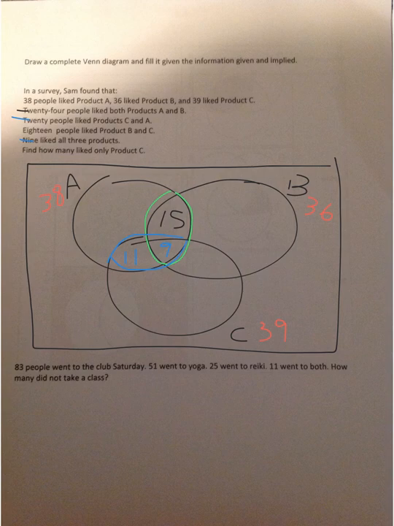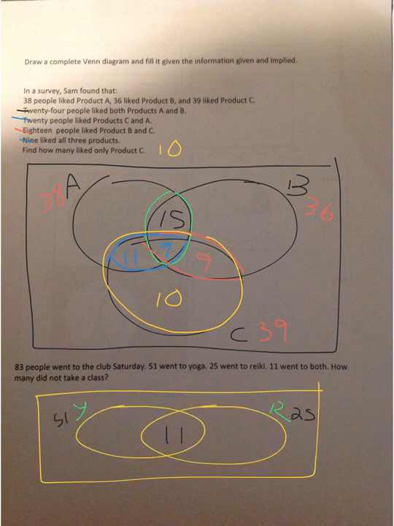18 people liked products B and C, which means if 9 are in the center, then we have 9 right there. Find out how many liked only product C. So we're looking at product C right here, and if we have 11 plus 18, that's 29, which leaves you 10 liking just product C.